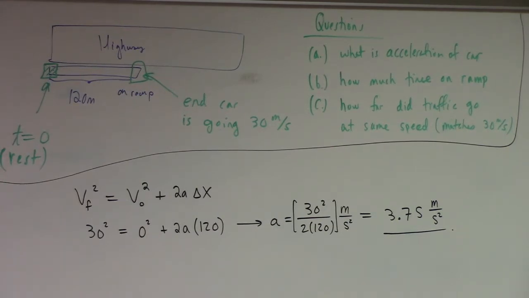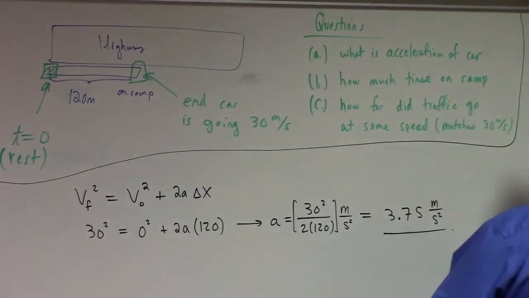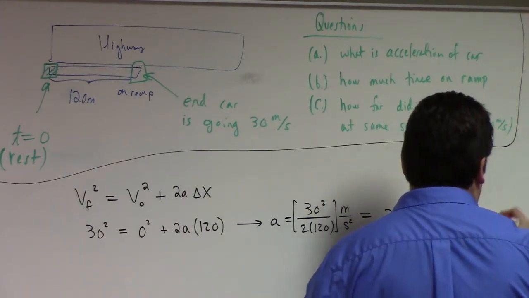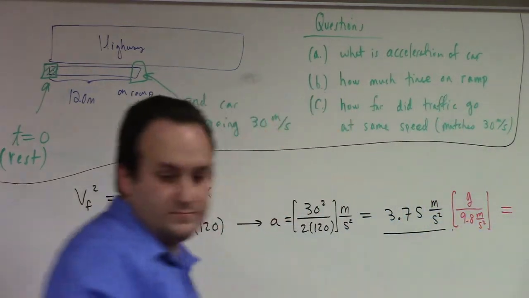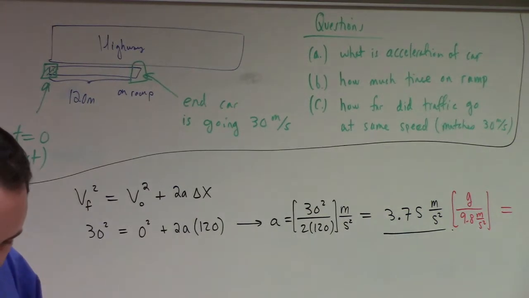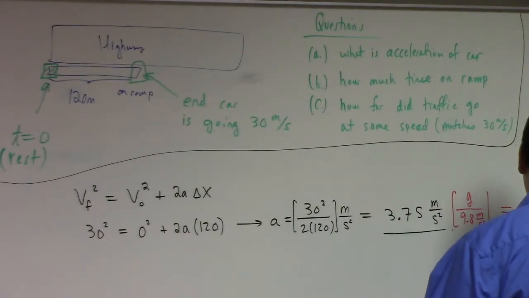How many G's is that? Sometimes we'll talk about acceleration in terms of multiples of the gravitational constant, 9.8 meters per second squared. If you were inclined to express this in terms of g, you take this answer and multiply it by g divided by 9.8 meters per second squared. It should be less than 1. It's 0.3827 g's.